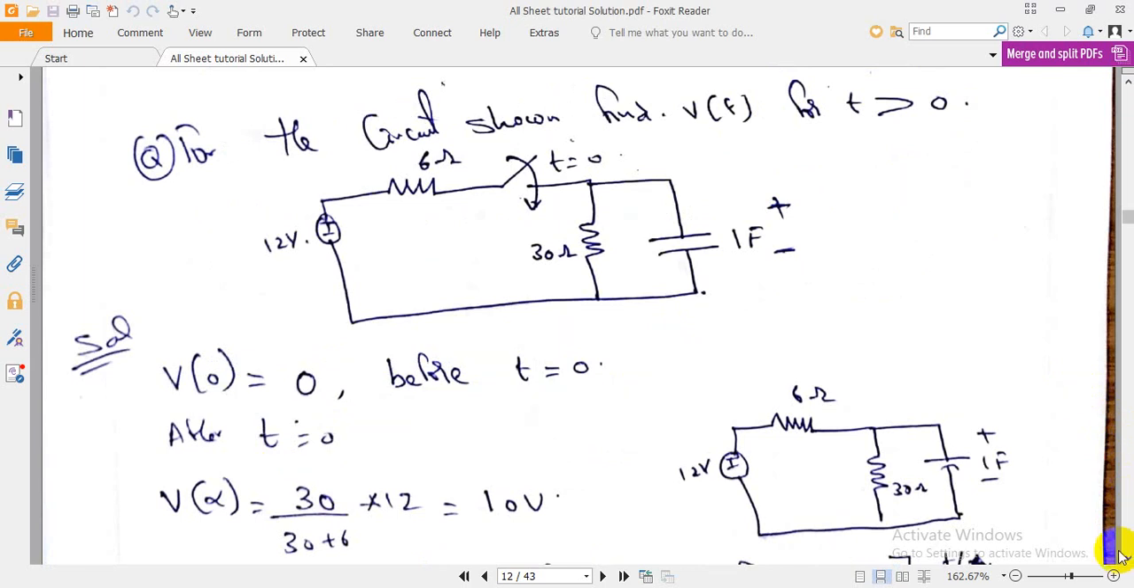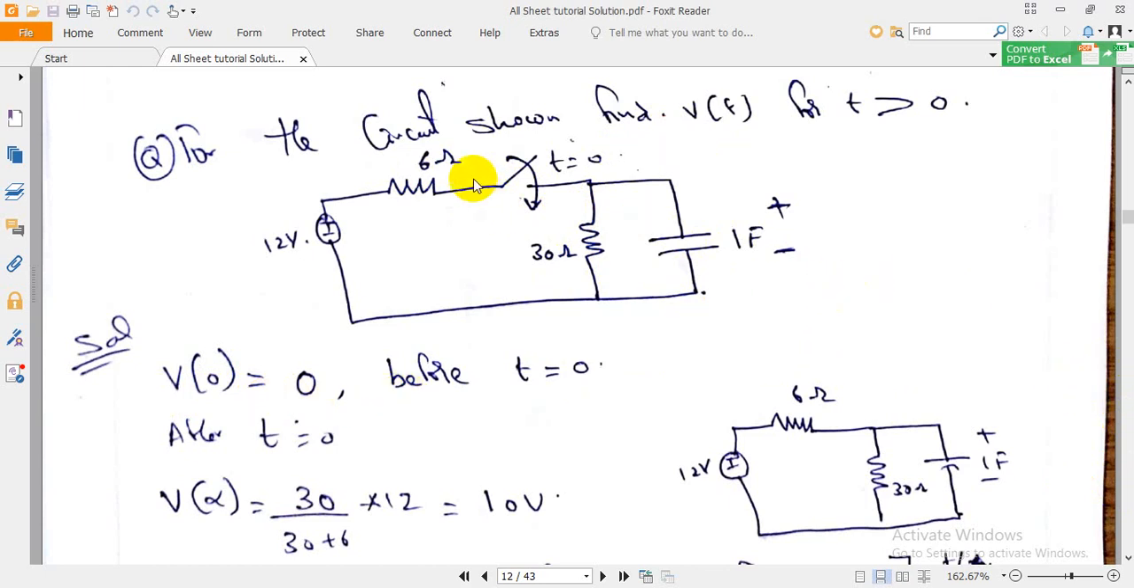Going to the next question. Here also we have a 12 volt source along with a 6 ohm resistance. Here is a switch. At time t greater than 0, the switch is closed. Before time t is less than 0, the switch was open for a long time. When the switch was open, t is less than 0, so there is no source here. That's why the voltage across the capacitance will be 0. It is shown: V of 0 equals 0 when t is less than 0.